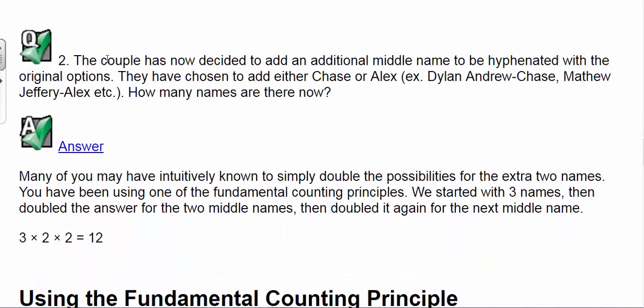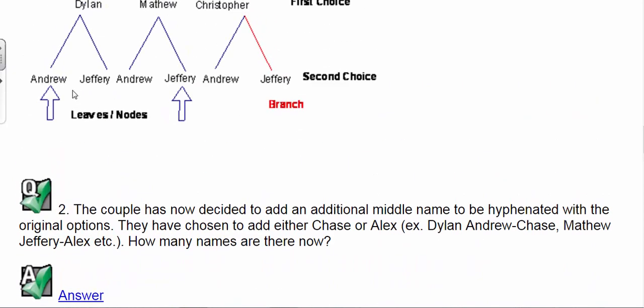Question 2 here asks basically, what if we have an additional option for the middle name, a hyphenated middle name in this case? If we take what we had here, we recognize we can branch this off one more time. Andrew could be followed by Chase or Alex. So Andrew, Chase, Alex, Jeffrey, Chase, Alex, and so on.